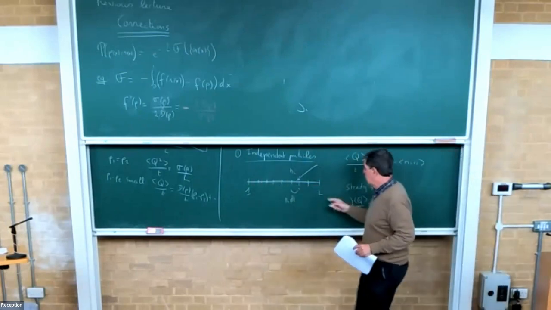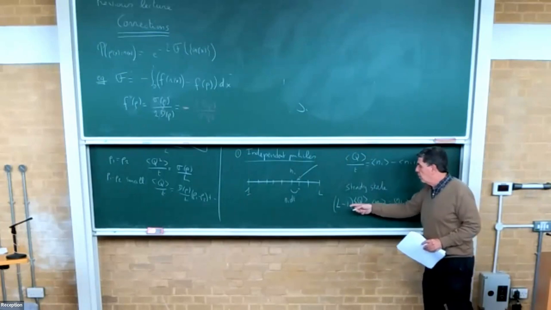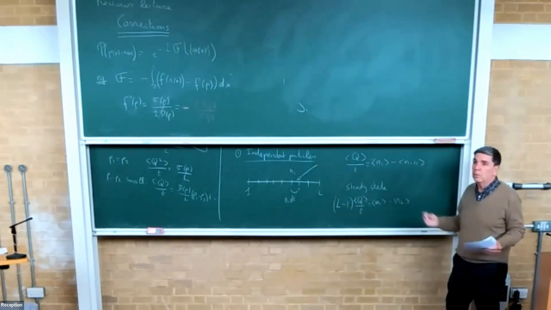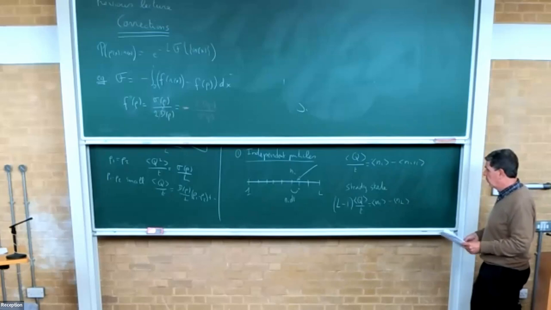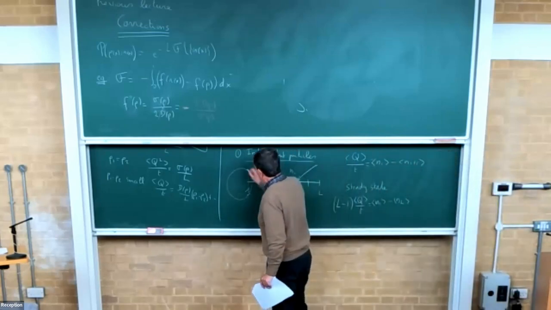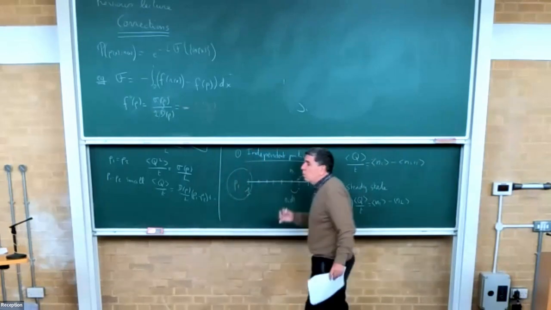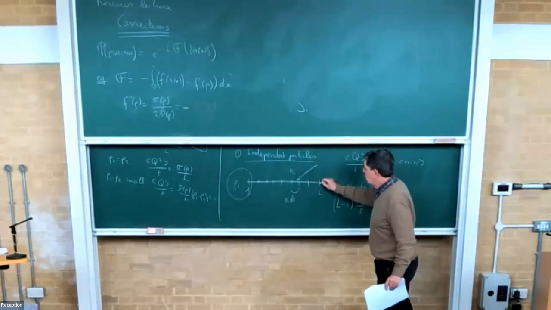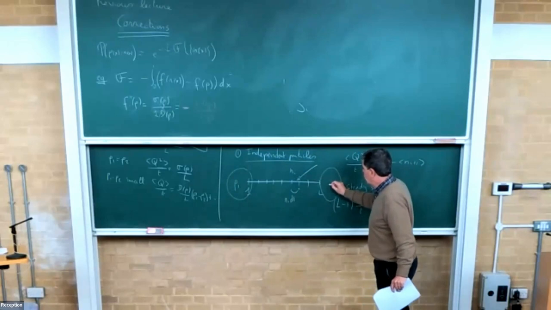From here, from there, L minus one is the same current, because the steady state current is the same everywhere. And so if I imagine that here the system is in contact with the reservoir, then it should go with rho one and rho two.